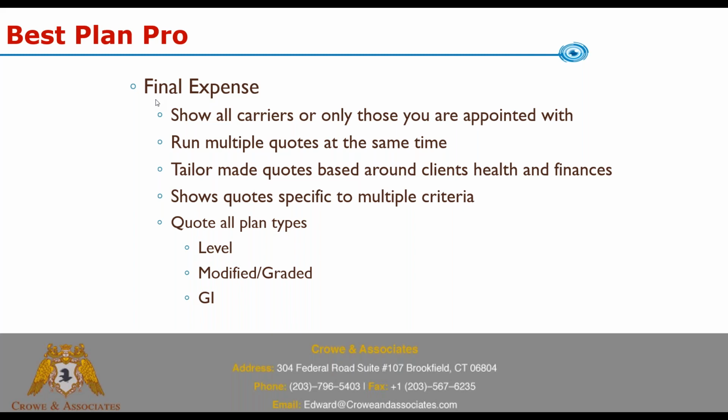You can also set the finances if you want and say, I want to run a quote. This person is this age and can only spend $40 a month, and it will run it accordingly and adjust the face amounts with each carrier based on the $40. So it's really nice in that regard. It will show all plan types when you quote it. So again, it'll show level, modified, graded, GI when you run the quote, and it will automatically adjust for what the carrier would give based on their health.